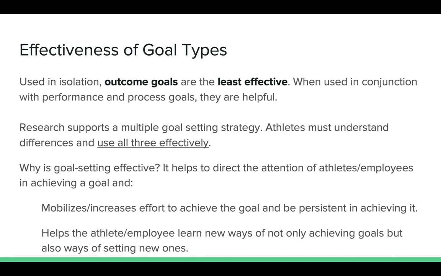And it also helps the athlete or the employee learn new ways of not only achieving goals, but also the ways of setting new ones down the line, right? So goal setting is not just a set the goal, check the box when you achieve it, right? There then needs to be that process again where, okay, I've achieved these goals. Now I need to set new goals. And it's a process that's sort of built off of the previous, right?